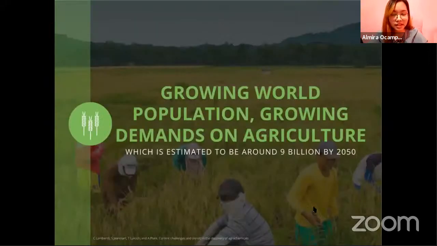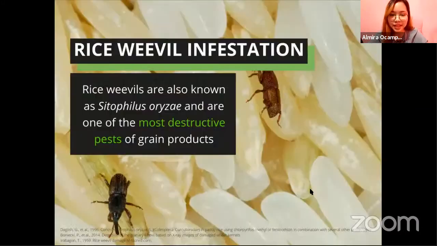Okay, so first, I would like to emphasize briefly that the continuously growing world population, which is actually estimated to be around 9 billion by 2050, means a growing demand for agriculture. So this also means that there is a greater demand on modern agriculture through improved agrochemicals, seeds, fertilizers, etc. And one of the problems that the agriculture industry is facing is the destruction of crops because of pests. Okay, so next slide, sir.